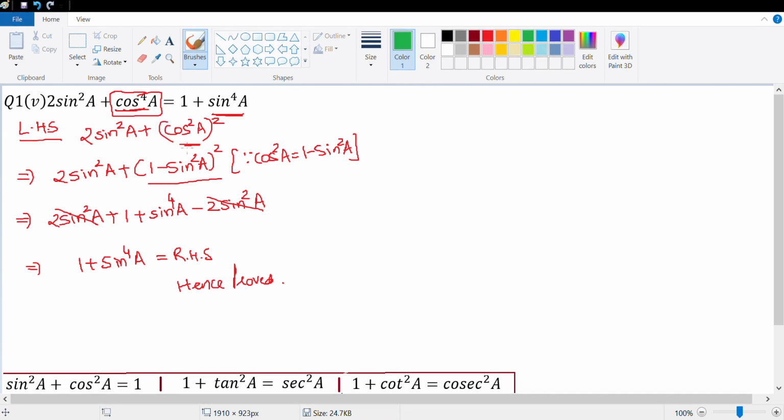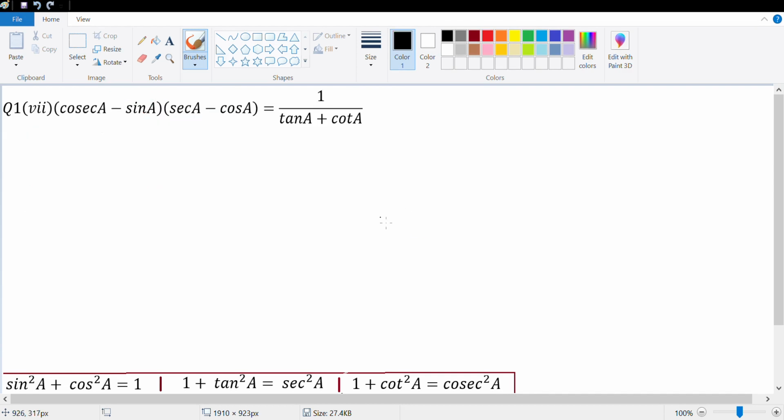The next question that we do would be question number 1 part 7. It says cosec minus sine into sec minus cos is equal to 1 plus 1 upon tan plus cot. So let's start working with the left hand side. Looks more complicated to me. So I will convert everything into sine and cos because there are too many relationships here: sine, cosec, sec, cos, too many relations. So let me just convert everything into sine and cos.